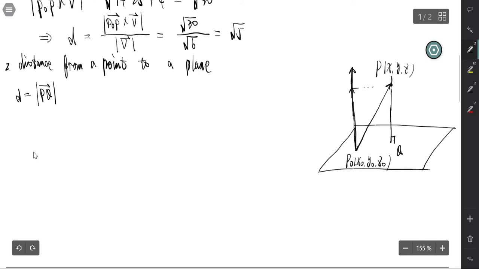This length actually is P naught P projected onto the normal vector, if this is theta. So that is the length of the vector projection of P naught P onto the normal vector.